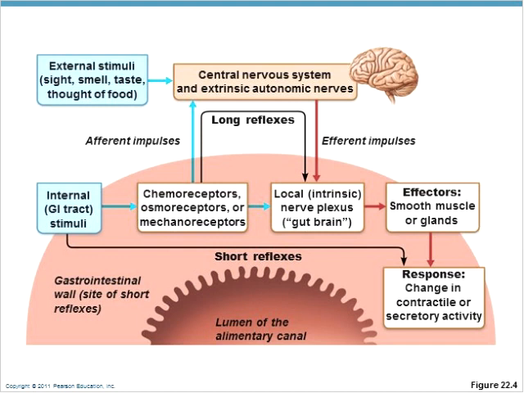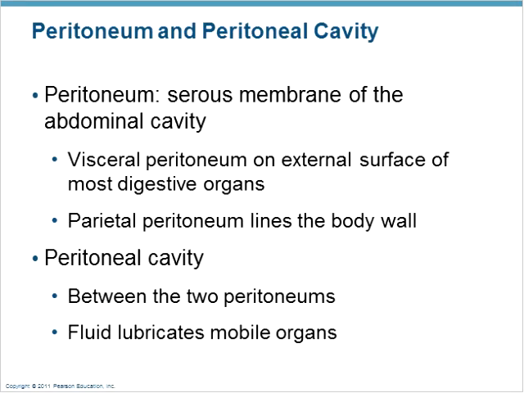This gives you a feel for what we're talking about. You have an external stimulus: you see food, you smell food, you taste food, or you have a thought of food, which tells the brain it's time to eat something. And the brain then initiates a whole lot of changes which cause the GI tract to get started. It gets the saliva started in your mouth and starts to get acid to build up in the stomach, and all sorts of things.